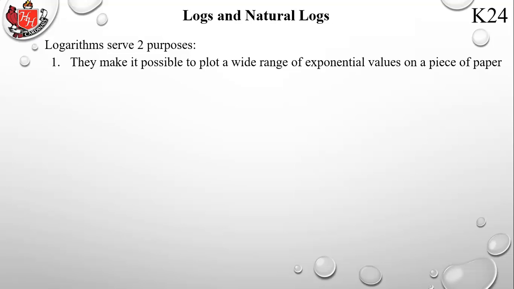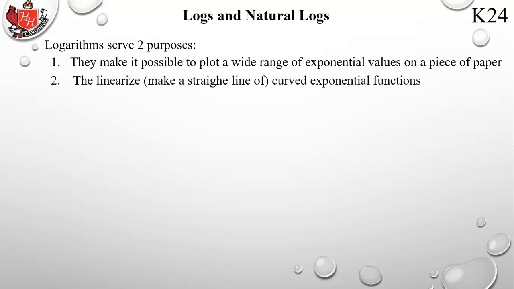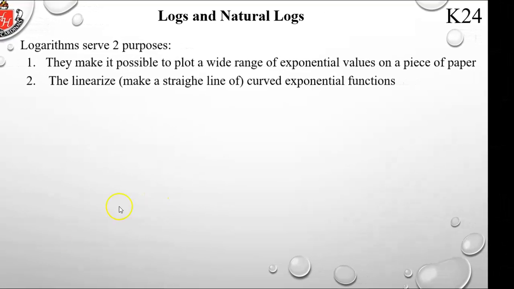So if you plotted y equals 10 to the x, if x equals 0, then y will equal 1. If x equals 6, then y will equal 1 million. You can't plot a range of values from 1 to 1 million on a piece of graph paper. So what a log does is it allows you to have a range of values that is more reasonable to be plotted. And it linearizes, makes a straight line of exponential curved functions. So let's go back and review what we learned back in Unit 2. I think that would be helpful to understand this.